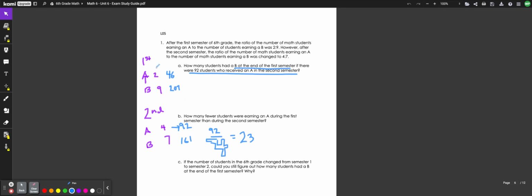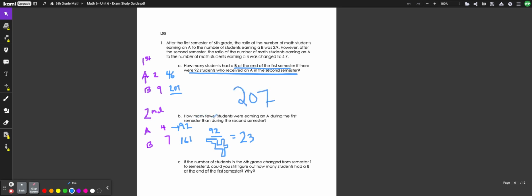All right, so in the first semester, 46 kiddos earned an A, 207 kiddos earned a B. Second semester, 92 kiddos earned an A, and 161 kiddos earned a B. With that being solved, how many students had a B at the end of the first semester? Well, as we can see here, that's 207.